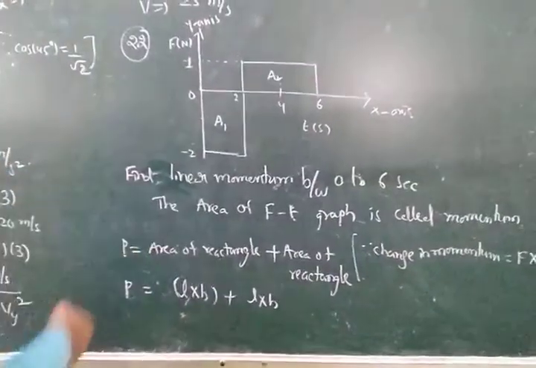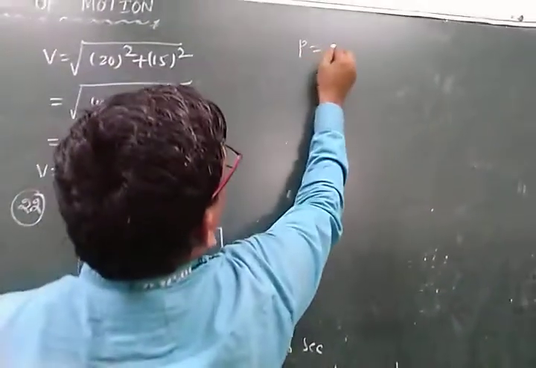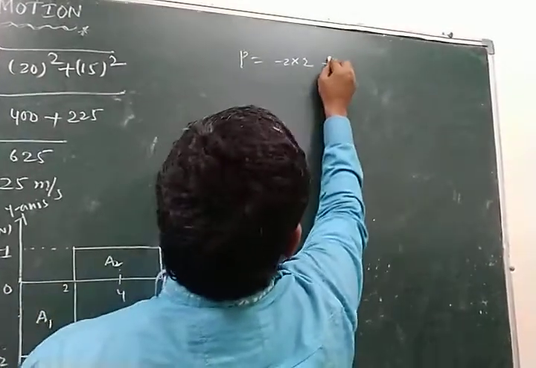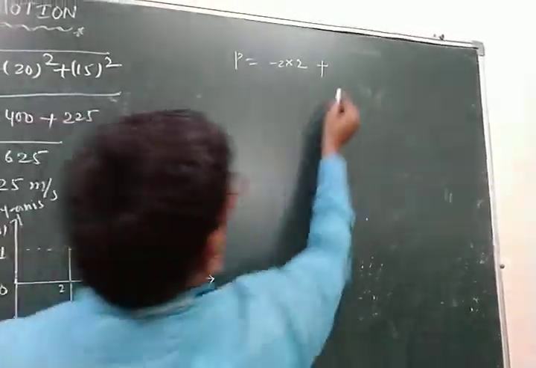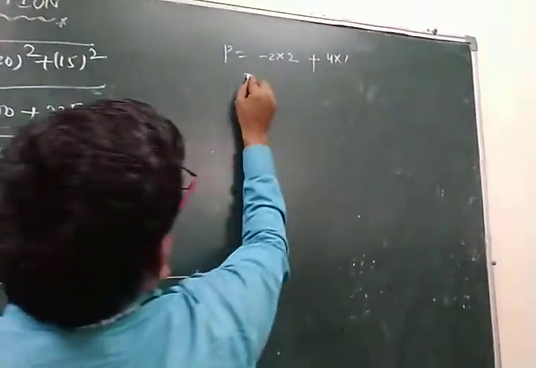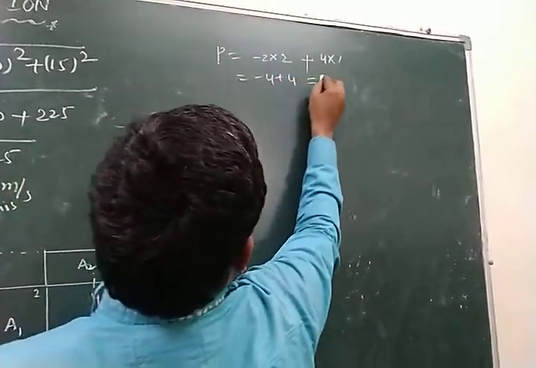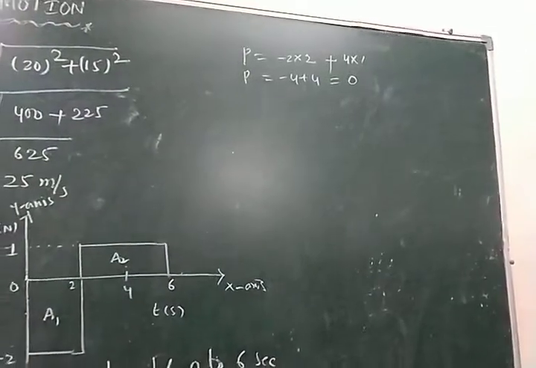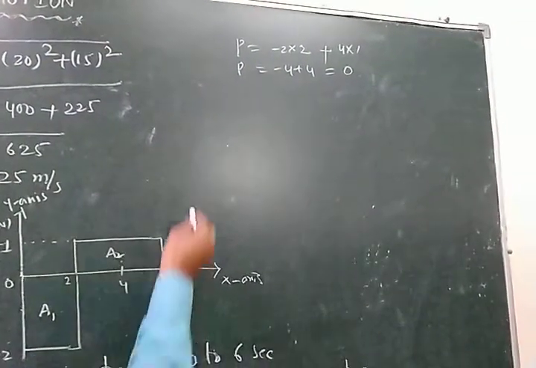Here length is minus 2. P is equal to minus 2 into 2, plus here 4 into 1, that is equal to minus 4 plus 4, which is equal to 0. The momentum is equal to 0. Next, question number 25.